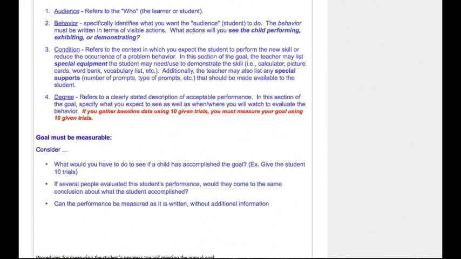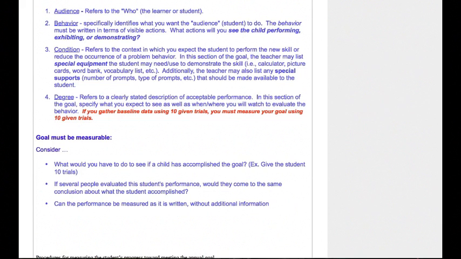When writing a goal, we want to make sure that it is measurable. So things that you might take into consideration is what do you exactly have to see that student doing to know that they're successful in terms of demonstrating that behavior? Be specific. If several different people were to observe this student's performance, would they see the same thing? Would they know what they're looking at well enough to come to the same conclusion when assessing whether or not the student is achieving that specific behavior? And can the performance be measured as it is written, or is there additional information required? If there is additional information required, please articulate that within the IEP.